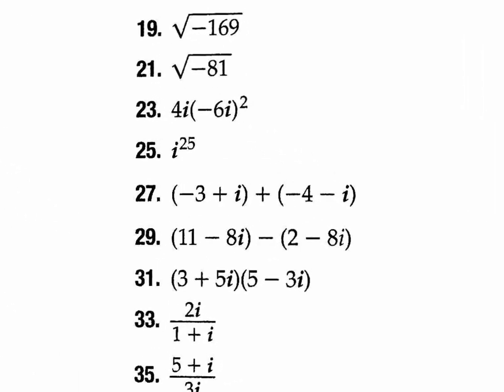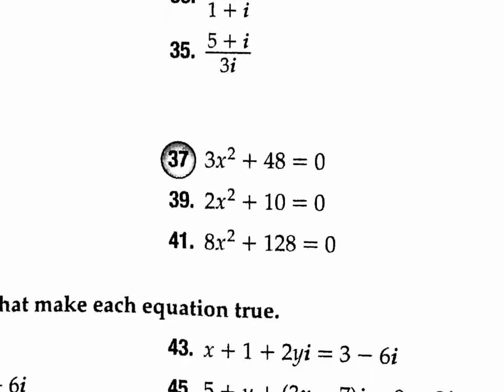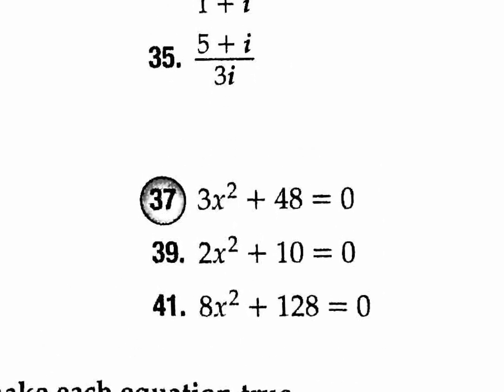So you could hit pause right here on the video and copy down 19 through 33. And then you could hit pause on the video and copy down 35 through 41, because we're doing the odd ones only. And right here on the last 3, it says solve. Now, what do I mean by solve? You get rid of the 48 by subtracting 48, dividing by 3, square rooting. If you have a negative, you end up with an imaginary, and so on and so on.